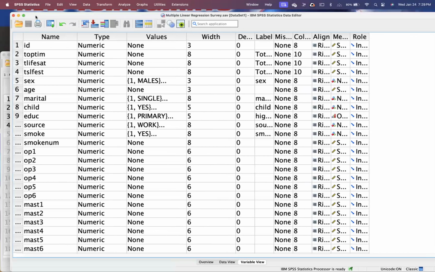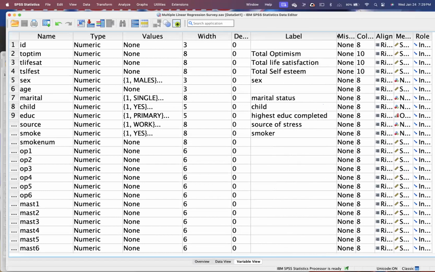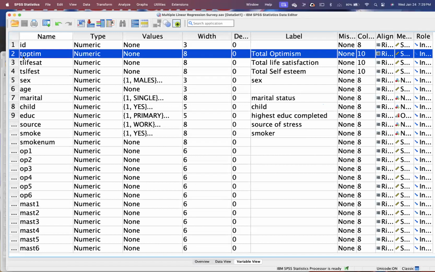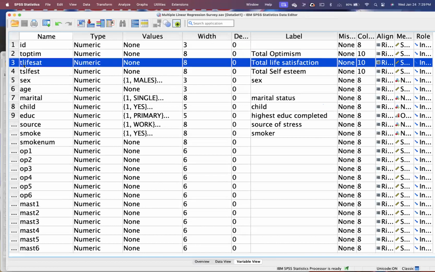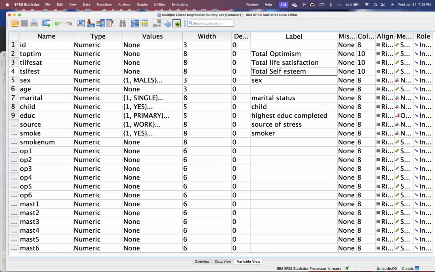Now, in this particular case, I have a variable, and right here, variable number 2 is going to be called optimism, total optimism. And you can see it's labeled total optimism here. I have another variable called total life satisfaction. And you can see it's labeled total life satisfaction. And I have another variable here, total life self-esteem. And it's called total life self-esteem.